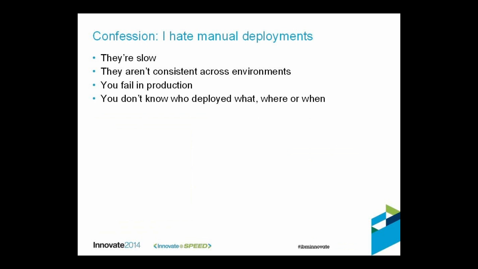And my bias here is that I really don't like these manual deployments. I am not going to be nice to them today. They're slow. They're inconsistent. The inconsistency means we fail in production. And our traceability is not so good, right? Our visibility into what happened tends to be spreadsheet-oriented, tends to be what people think they did.